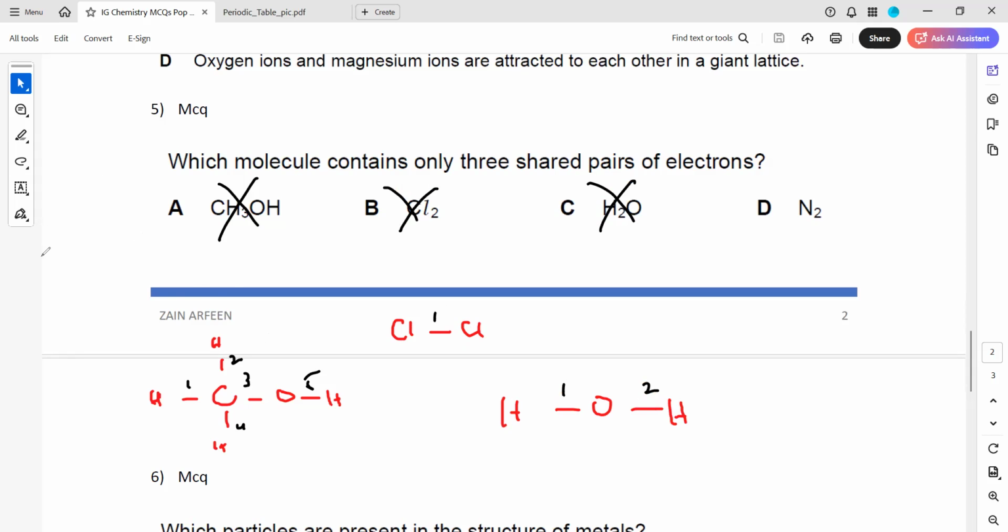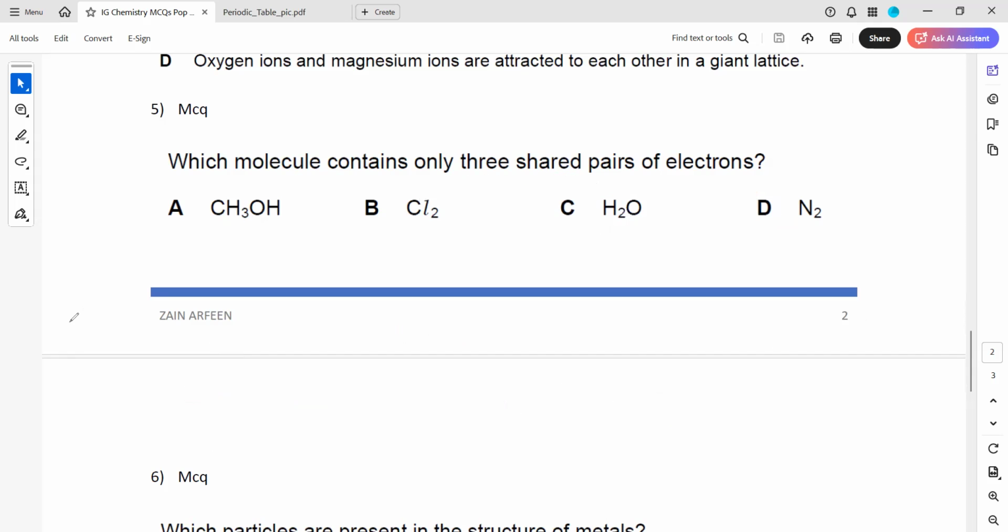Nitrogen belongs to group 5. Group 5 will share 3 electrons. So 1, 2, 3 electron pairs between them. So the question is, which molecule contains 3 shared pairs of electrons? That is nitrogen, so D will be the right answer. Is it clear? Yes, sir. So for this, you have to draw the structure of each of the molecules.